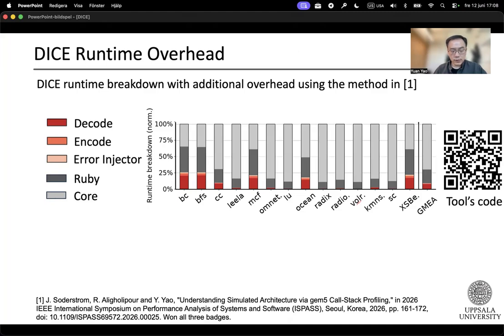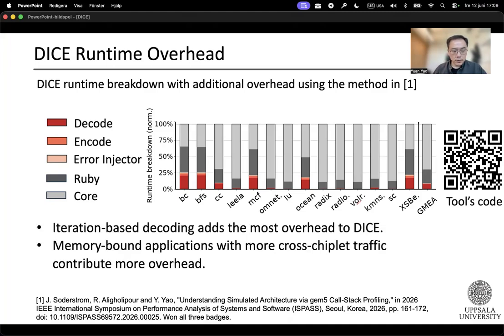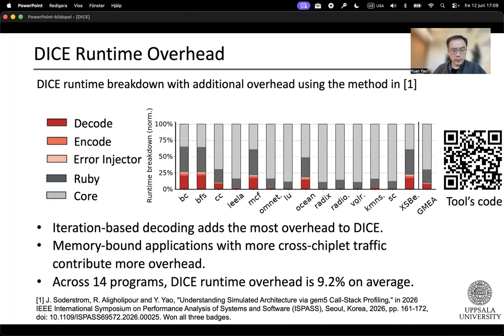From the figure, we can also see that memory-bound applications such as graph applications, BC, BFS, CC, and synchronization-heavy applications such as AxBench also create more overhead. This is because they generate more cross-chiplet traffic and therefore exercise the PHY model more often. Over all 14 programs, the average runtime overhead is about 10%. Given the accuracy we gain, this is a moderate overhead and keeps DICE useful for architectural studies.